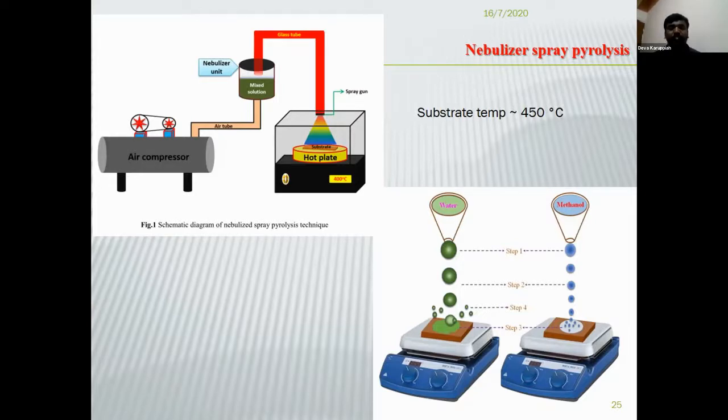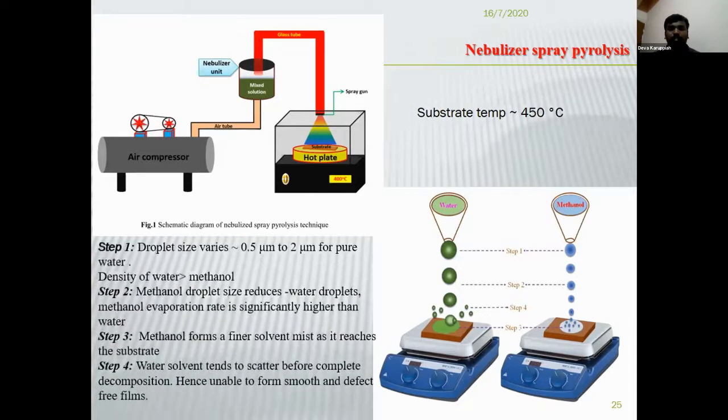Here I chose two kinds of solvent: one is water and another one is methanol. Water and methanol densities differ from each other. So here I used a four-step mechanism of spraying the solution. Step one is droplet size. The left side is the water solvent, the right side is methanol.